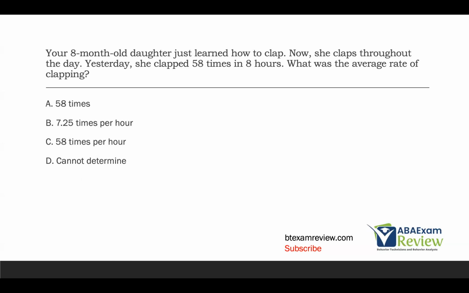So on average, she clapped 7.25 times per hour. A, 58, is just a frequency. C, 58 times per hour, is not the correct rate. 58 times in 8 hours is the correct rate. And we can determine it, right? We simply divide our total frequency by our total time, and we're going to find our average, which is, again, 7.25 times per hour.